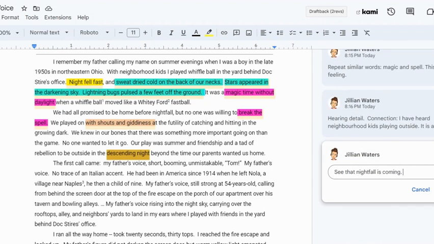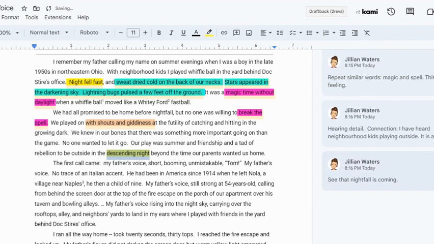All right, I'm going to read the next paragraph, and what I would love for you to do is, as I read it, look for a sensory detail that you can highlight on your own.